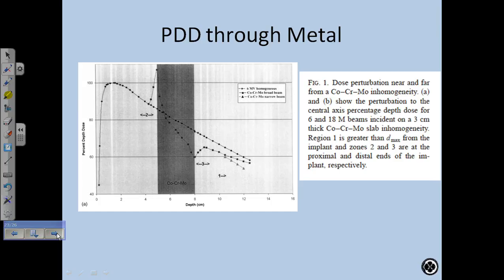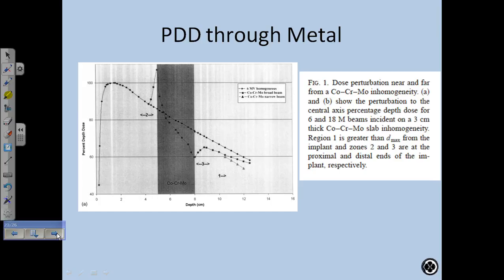Okay, so let's look at some of these graphs from report 85, and so this is a good explanation. This is sort of the graphs that I was trying to draw with bone, okay, but we've got metal here. The same idea. It's a high Z material. So this first graph is 6 MV. So we have 6 MV homogeneous, which is this PDD right here, and then we have the squares. This is like a titanium, not a titanium. It's a metal implant. It's a cobalt, chromium, molybdenum implant. That's what the implant is made of. Okay. And so the squares are broad beam and the triangles are narrow beam.